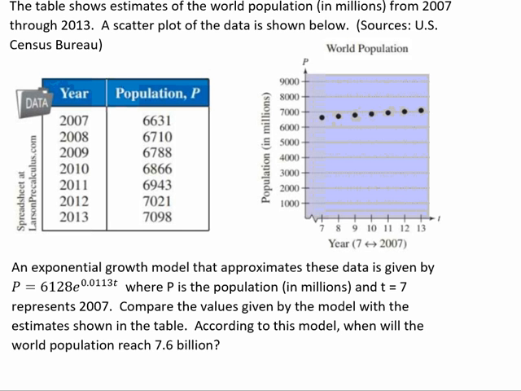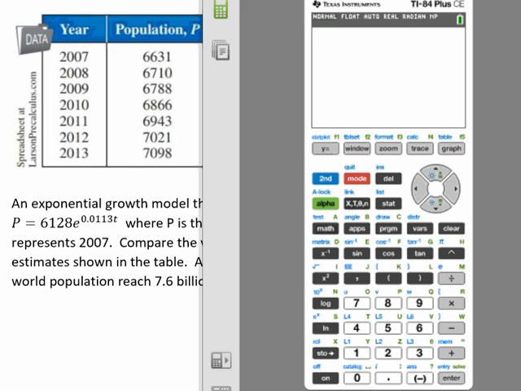So the first thing we're going to do is use our model. So we're going to pull up our calculator, and in our calculator, we're going to put our model in the y equals. So 6,128e raised to the 0.0113t, or x. And then what we're going to do is we are going to look at our table.